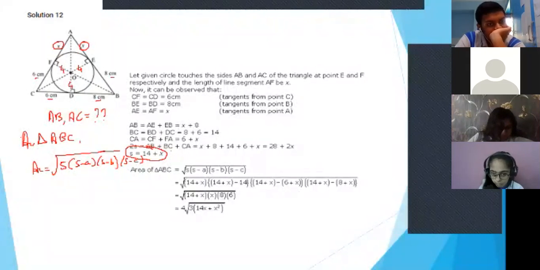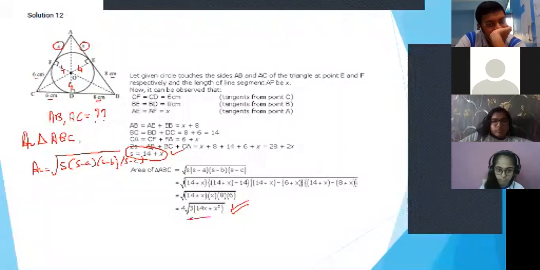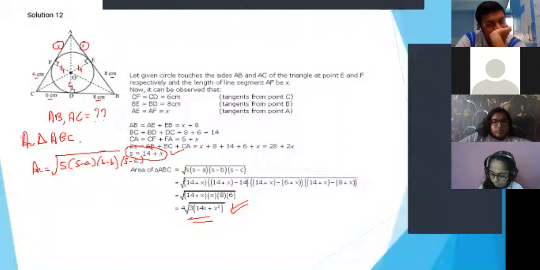So we get the value of S as this, input it into the area of the triangle and find out. The value is 4 root 3 multiplied by 14x plus x square. Okay, now there's another way of finding the area of the same triangle. How? If you can see in the diagram, the whole triangle consists of 1, 2, 3, 4, 5, 6 small triangles or 3 big triangles.